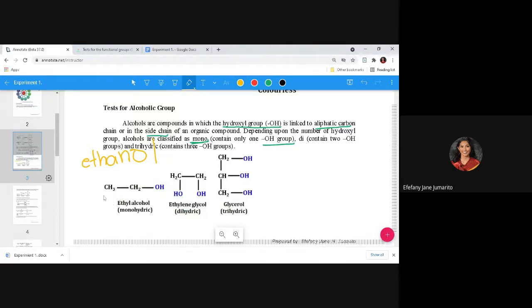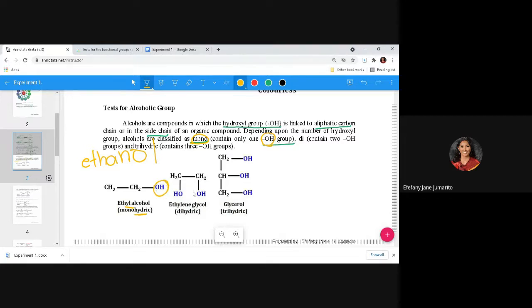Okay, class, have you studied for our exam? Exam on Friday. Okay, exam on Friday on nomenclature. This is not included. Okay, so this is your ethanol.